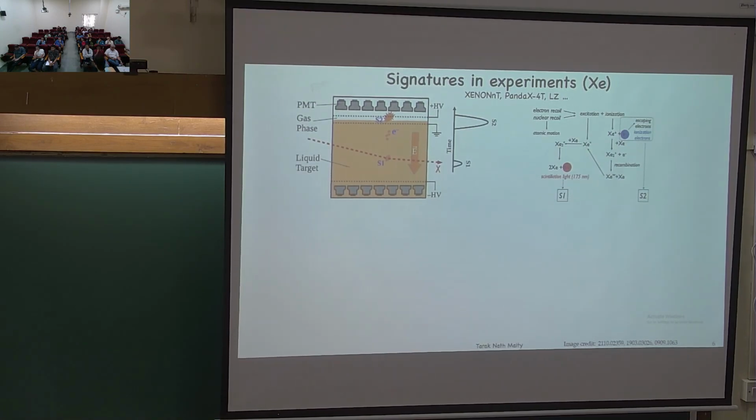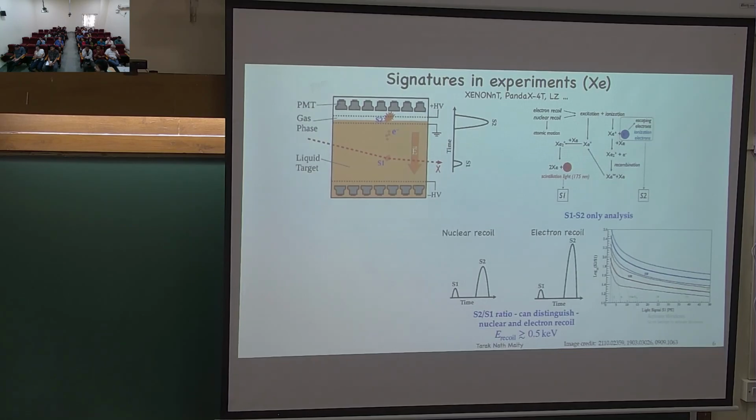Along with excitation, you are also going to produce some ionization, and due to the electric field, some of the electrons are going to be drifted upwards, and you can observe again a proportional scintillation signature, which experimentally is called S2. Depending on what kind of interaction is producing this S1 and S2, the topology of the S1 and S2 looks very different.